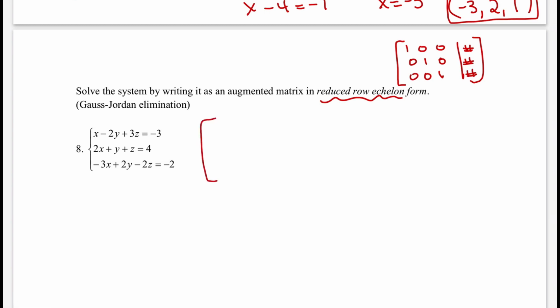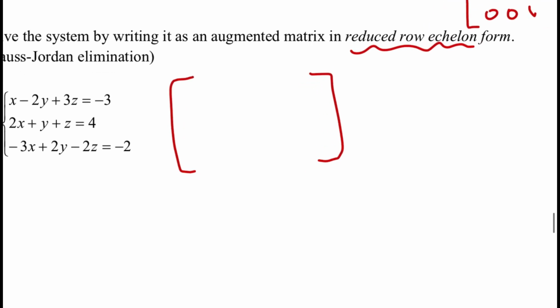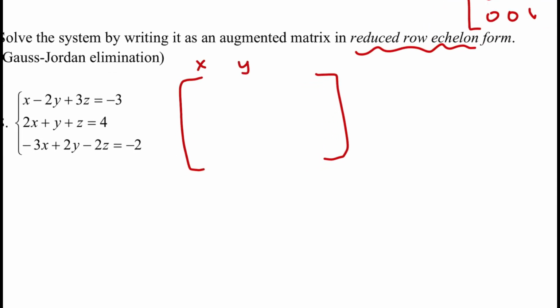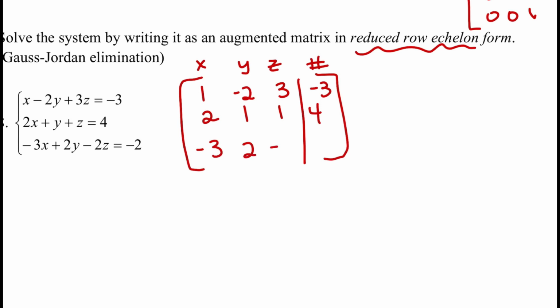So let's first start by writing it as a matrix. We have our x, our y, our z, and our number at the end. 1, negative 2, 3, negative 3. 2, 1, 1, 4, negative 3, 2, negative 2, negative 2. Now, the very first thing is you want a 1 here, which we have, and then we're going to use that 1 to make zeros below it. So I'm going to take row 1, multiply it by negative 2, and add it to row 2 to get our new row 2.